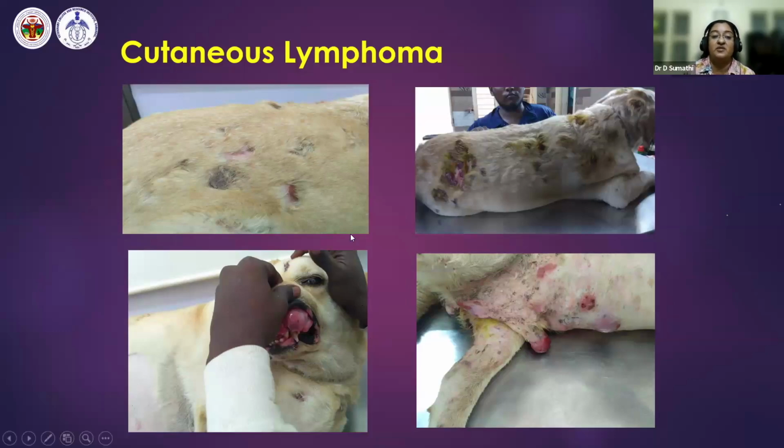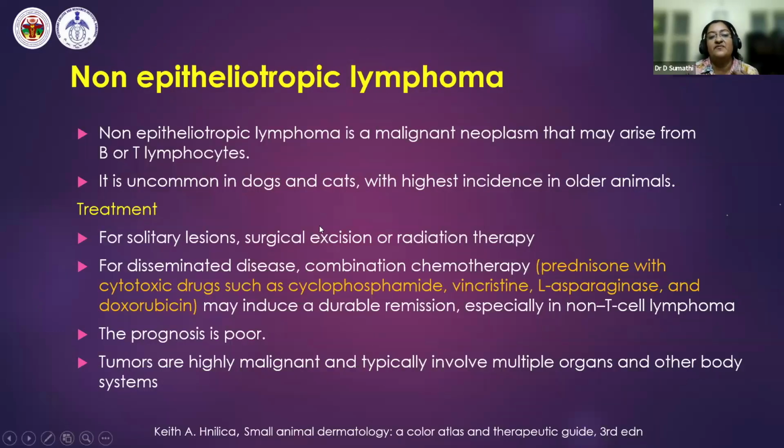Even before, if you do a biopsy, you can at least go with the impression cytology. In this particular case, impression cytology itself yielded a very good result, citing that it was a lymphoma. In case of cutaneous lymphoma, there are two types. One is non-epitheliotropic and another one is epitheliotropic. Non-epitheliotropic might be of B cell or T cell. Epitheliotropic is most often T cell lymphomas.